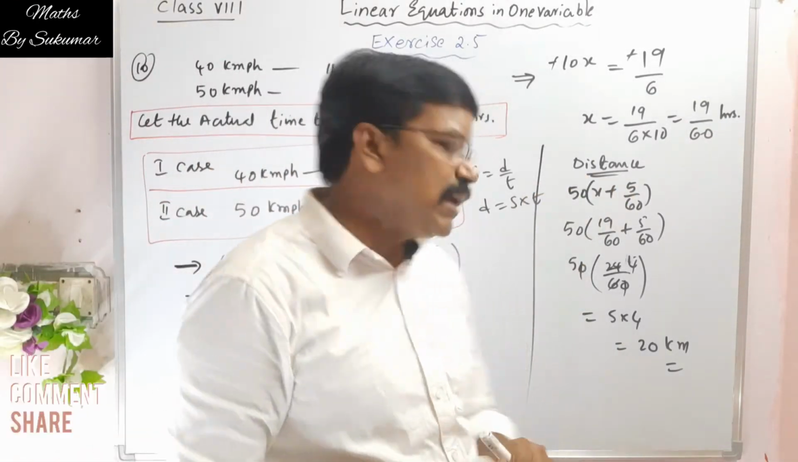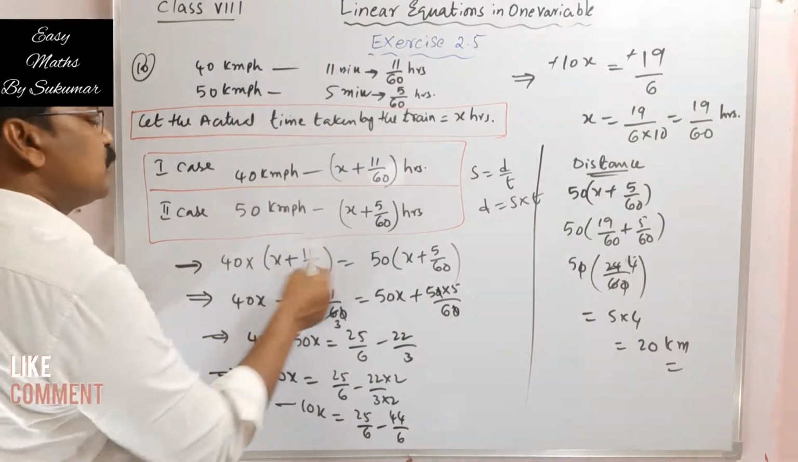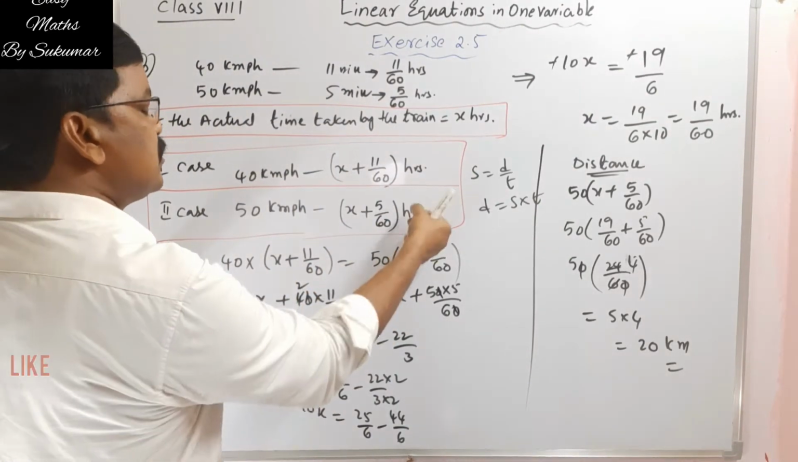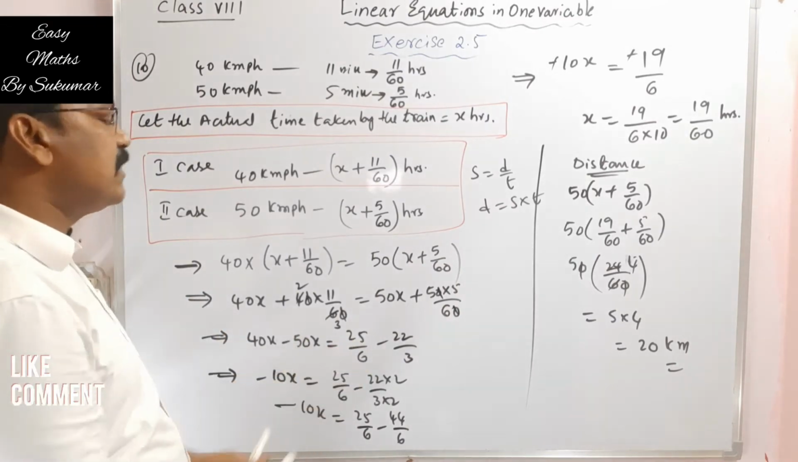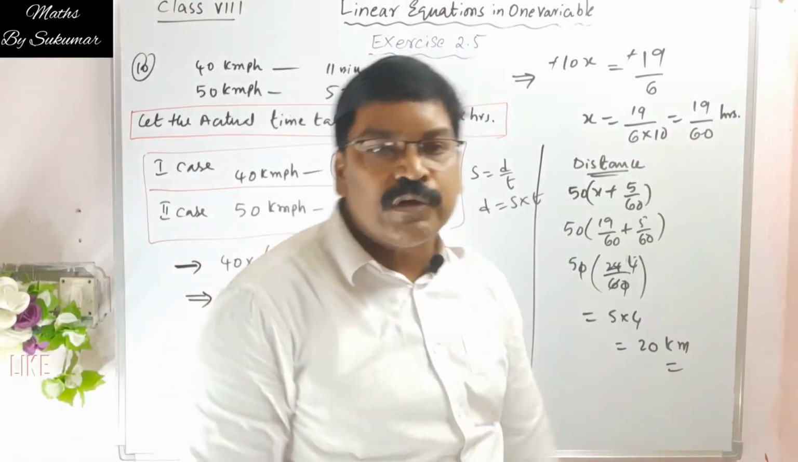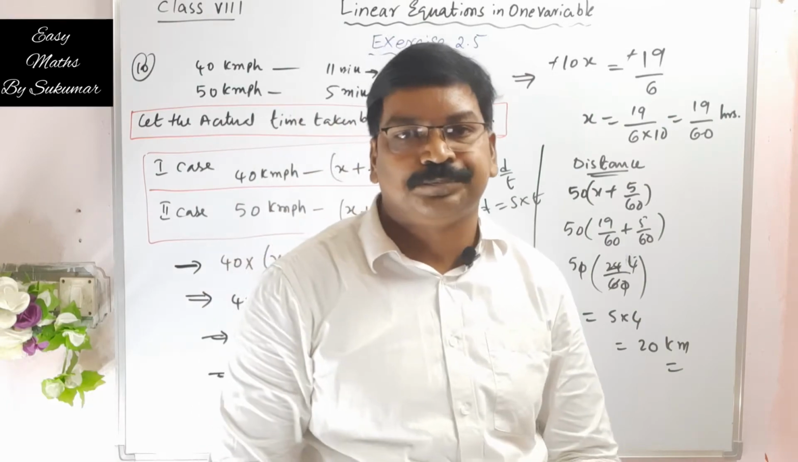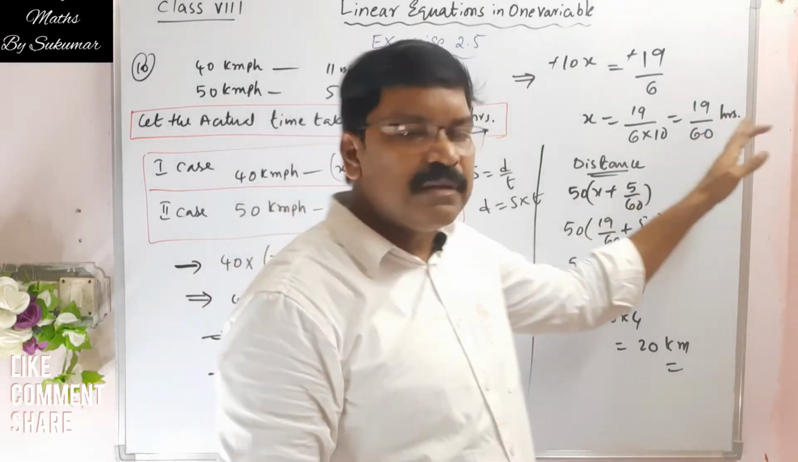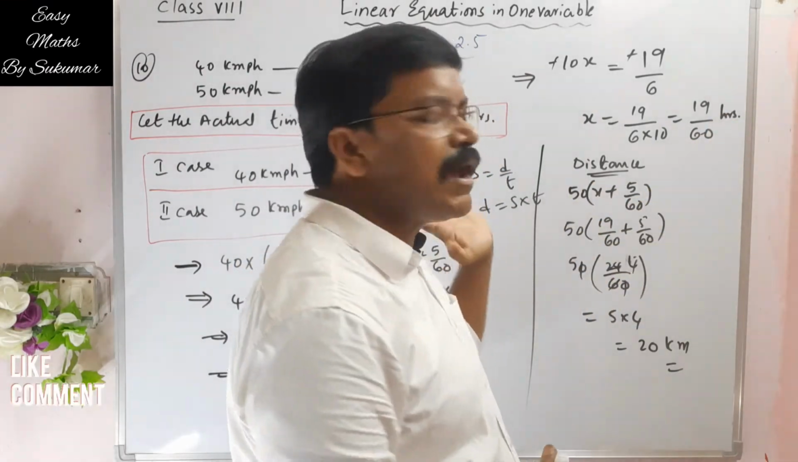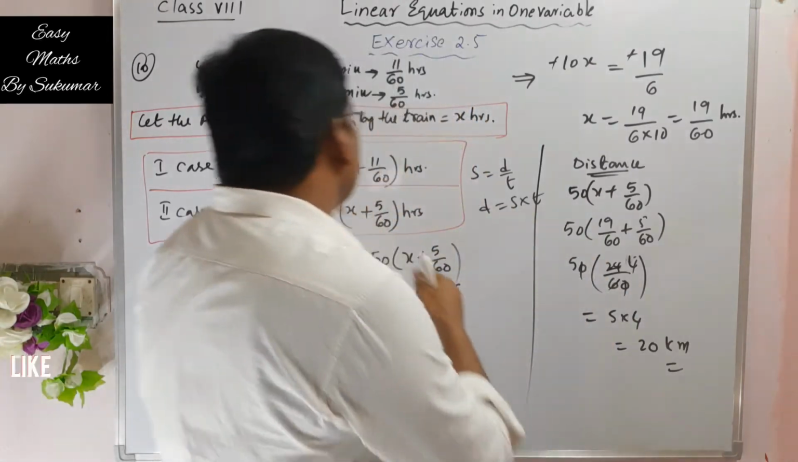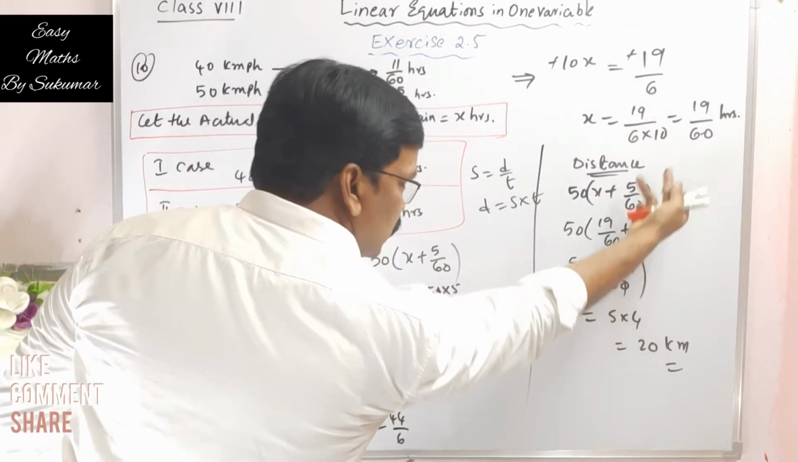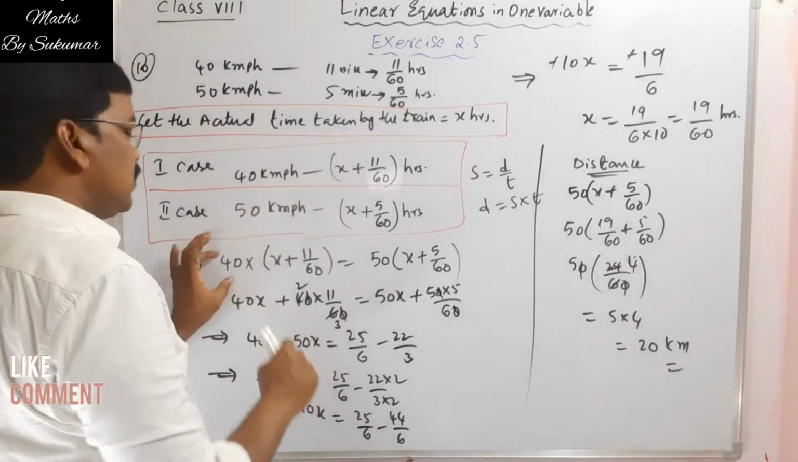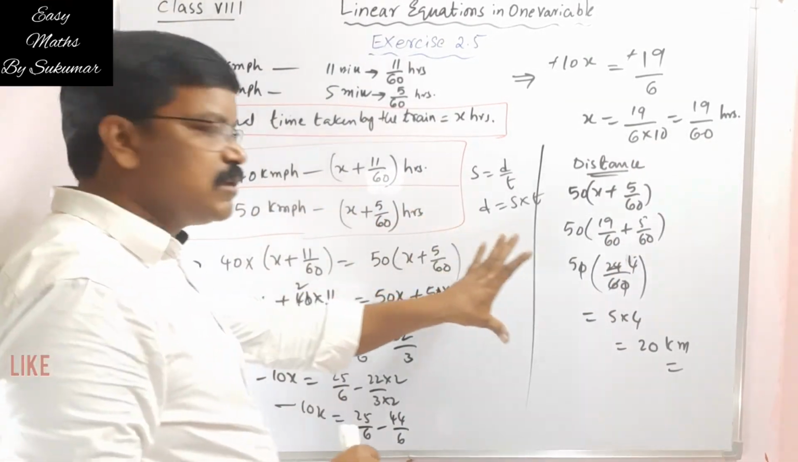Distance means speed into time. Here the distance is 40 times x plus 11 by 60, and here the distance is 50 times x plus 5 by 60. If you simplify, we will get the x value as 19 by 60 hours. Now the distance is 50 times x plus 5 by 60. You can substitute this value, 19 by 60, here or here, and you will get the same answer.